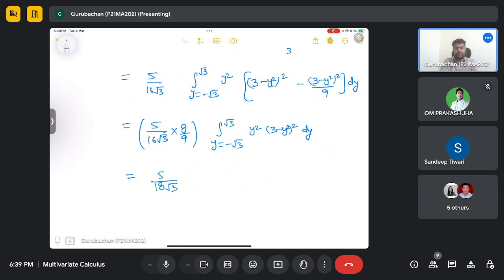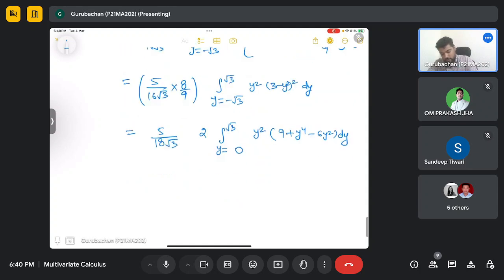So again, this is an even function. So we will get 2 times of 0 to under root 3. So this will be y square 9 plus y to the power 4 minus 6y square dy. This will be 5 by 9 under root 3, 9y cube divided by 3, y to the power 7 divided by 7 minus 6y cube divided by 3, 0 to under root 3.